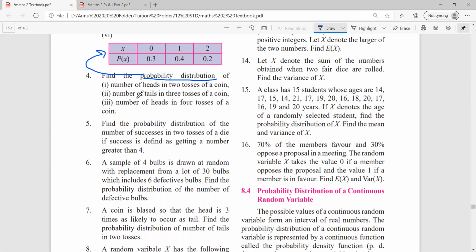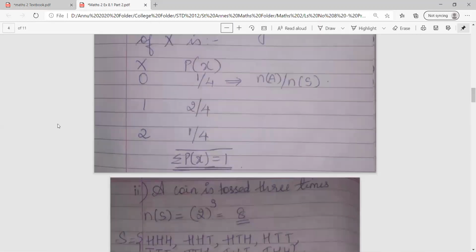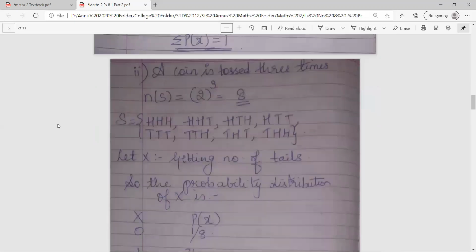Coming to the second condition, number of tails in 3 tosses of a coin. Now a coin is tossed 3 times. So what will be your outcome? N of S is equal to 2 cube, which is 8. I hope you all have learned how to write the 8 outcomes in your previous standards. So you can have a look over here. HHH, HHT, HTH, HTT.